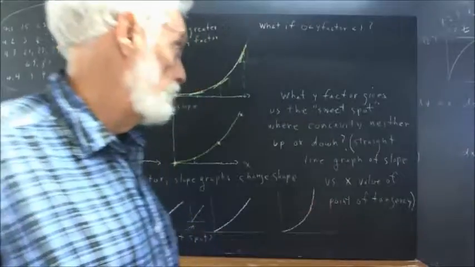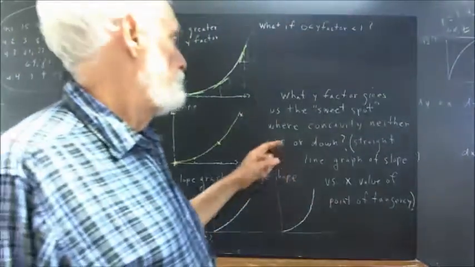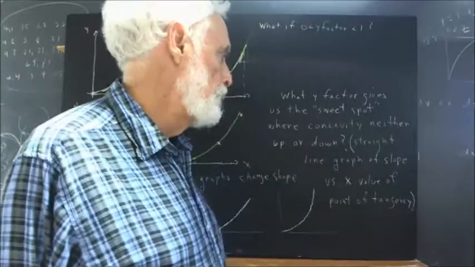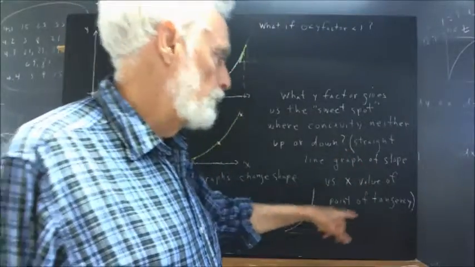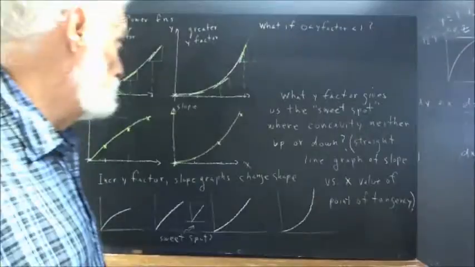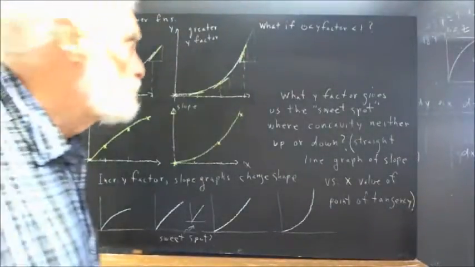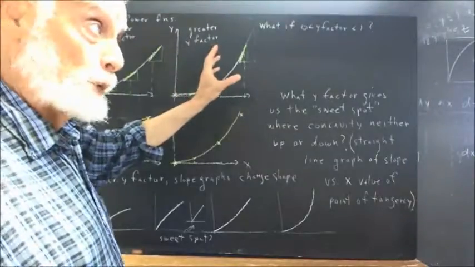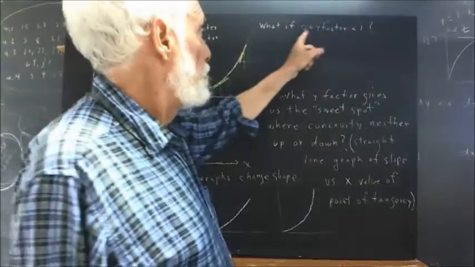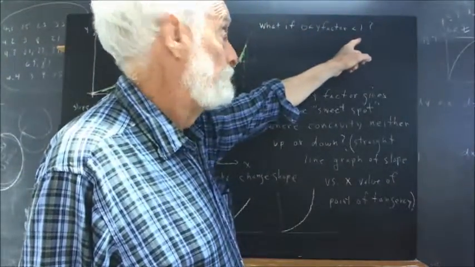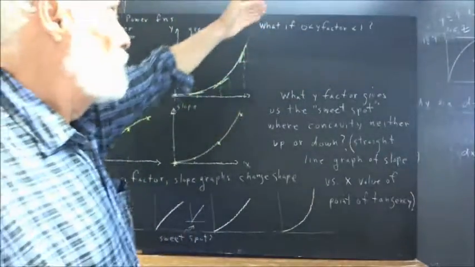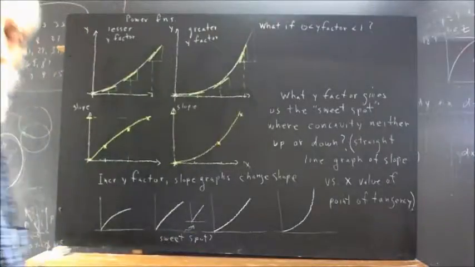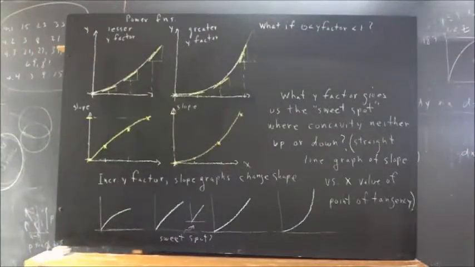We can investigate this in many ways. The sweet spot where the concavity is neither up nor down, that would be a straight line graph of the slope versus the x value of the point of tangency. And a related question, these y factors were all bigger than 1. What if the y factors are between 0 and 1? Okay, what do the graphs look like, and how do the slope graphs behave for those y factors?